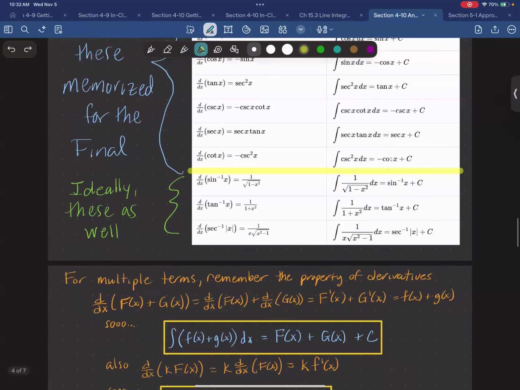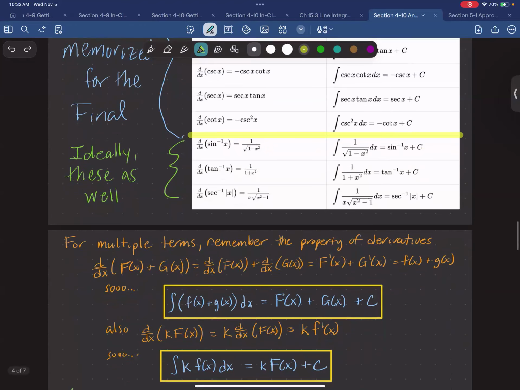Also keep in mind that if we had a coefficient on a derivative, we can pull the coefficient outside the derivative. And that makes the same happen on integration. Integration does the same stuff as derivatives, just goes backwards. So if I can take the coefficient out on a derivative, I can put k outside the integral here. In fact, let's add that in.